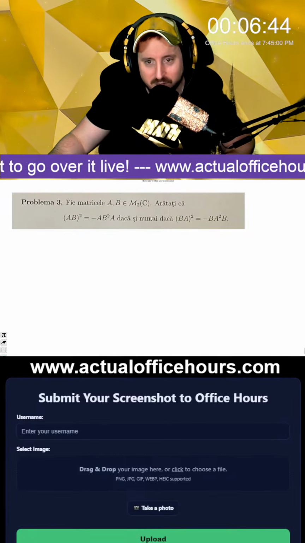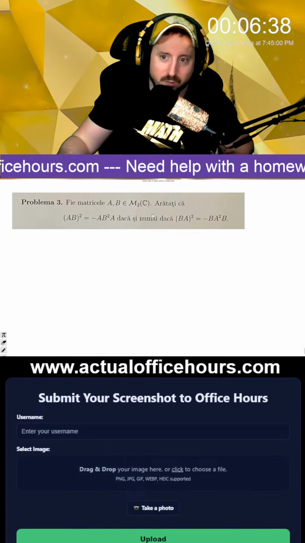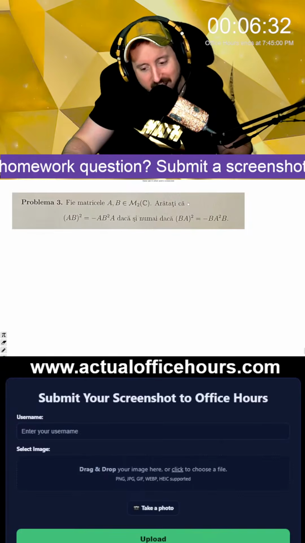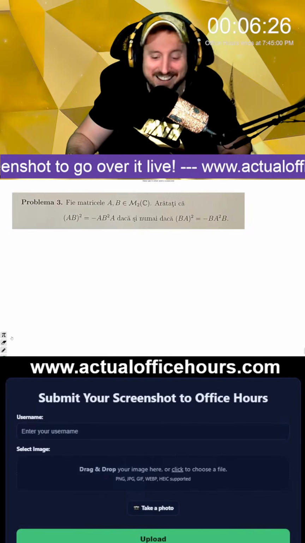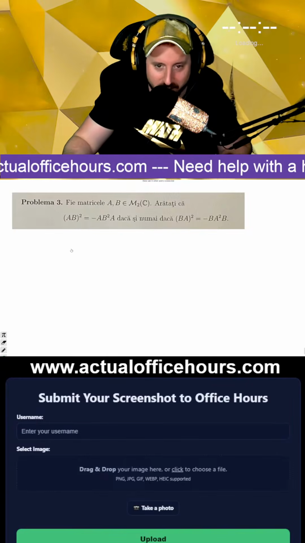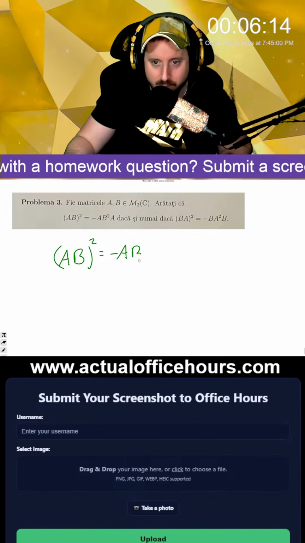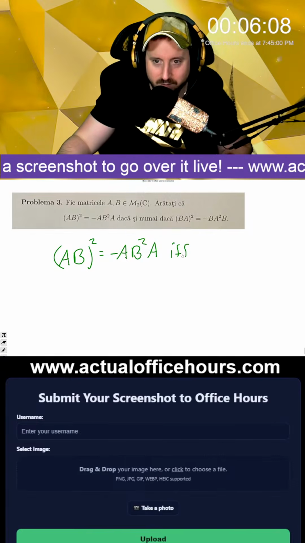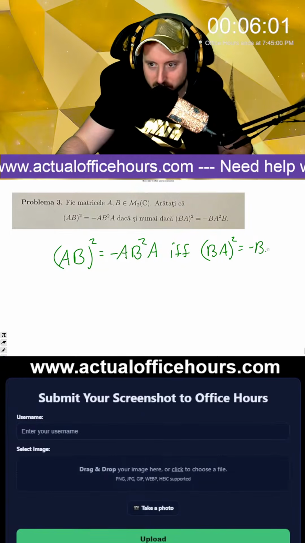I'm gonna assume this means for a 2x2 matrix AB, show that AB squared is equal to negative A B squared A if and only if BA squared equals minus B A squared B.